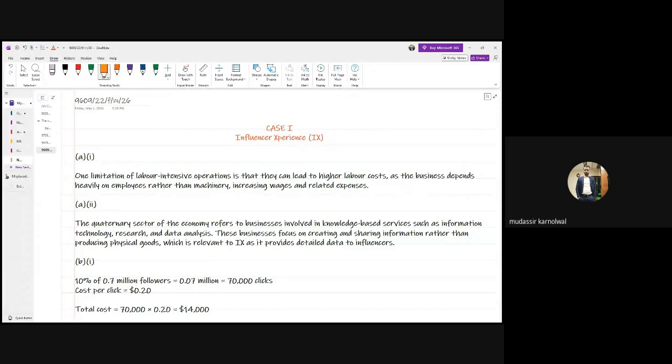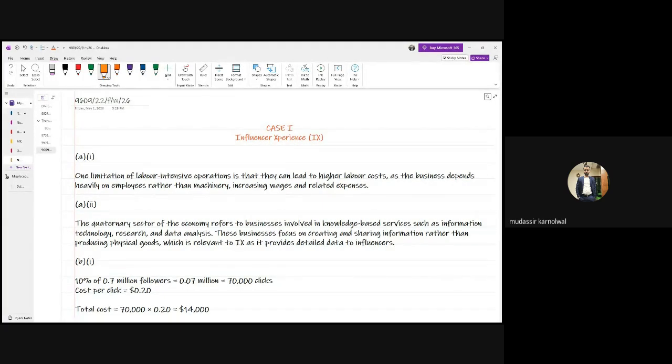Second part is for 3 marks, quaternary sector. The quaternary sector of the economy refers to businesses involved in knowledge-based services such as information technology, research, and data analysis. These businesses focus on creating and sharing information rather than producing physical goods, which is relevant to IX as it provides detailed data to the influencers.